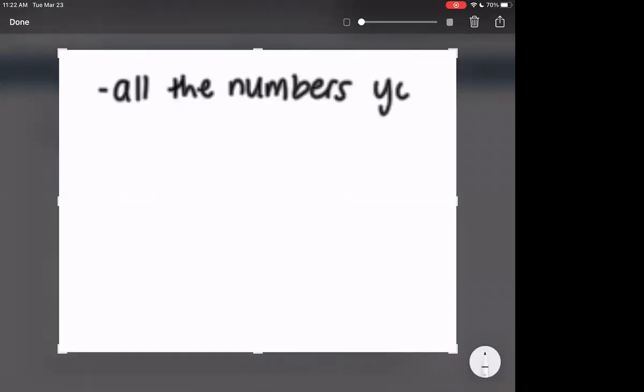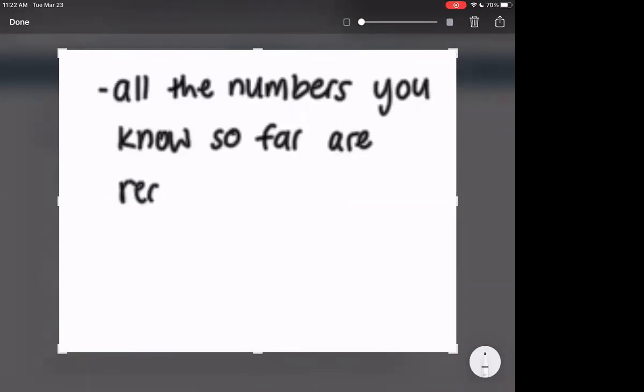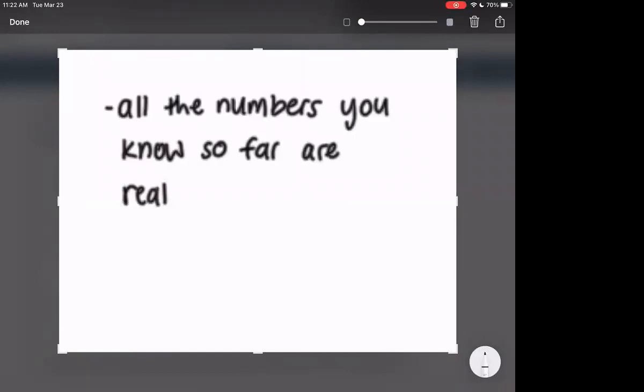So I want you to think back on all the numbers that you know, like fractions, whole numbers, numbers like pi. These are all numbers that are called real numbers. I'm going to write that down: all the numbers you know so far are real. And you're like, that just sounds really weird, Miss Jade. Of course they're real. Well, that's because we are about to introduce something called an imaginary number.